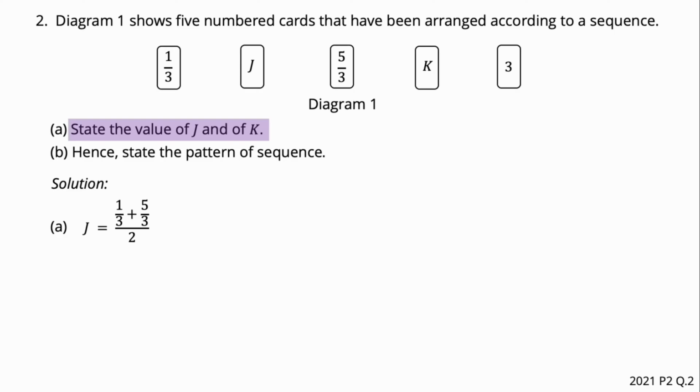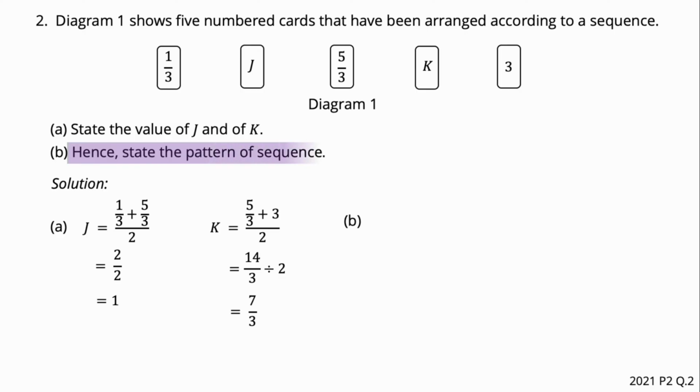j equals (1 over 3 plus 5 over 3) divided by 2. The calculated result is j equals 1. For the value of k, k equals (5 over 3 plus 3) divided by 2. The calculated result is 7 over 3. Hence, state the pattern of the sequence.